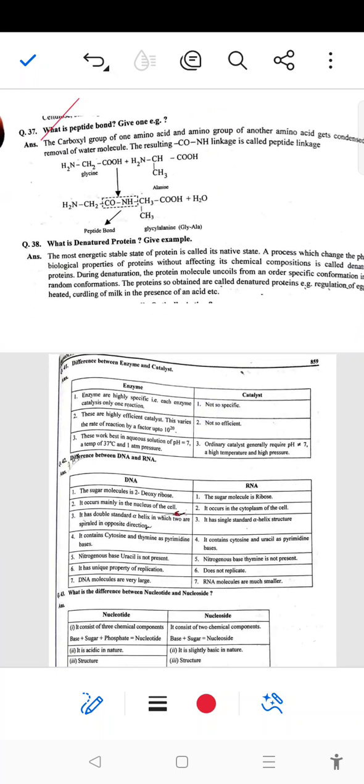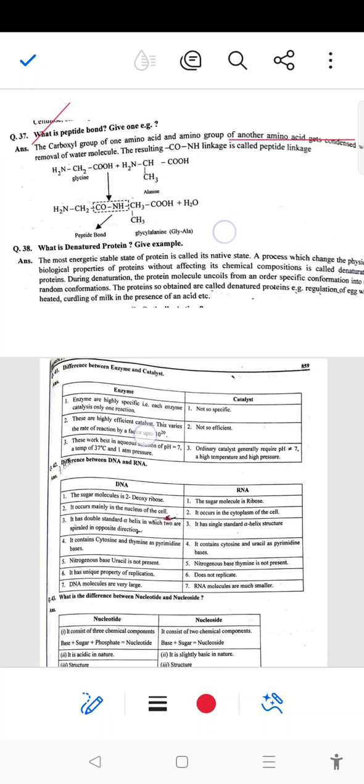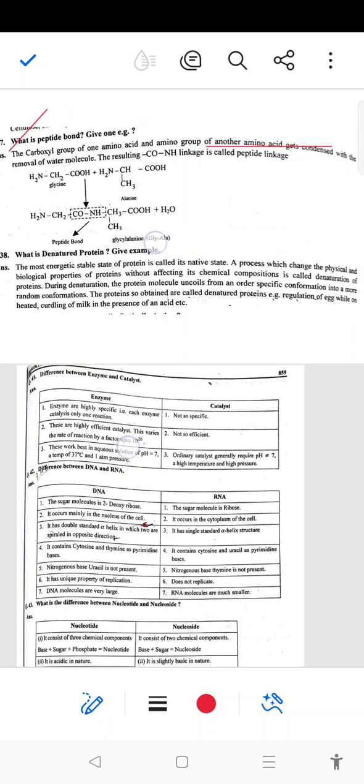What is a peptide bond? Important question. The carboxyl group of one amino acid and the amino group of another amino acid get condensed with the removal of a water molecule, resulting in a CONH linkage, that is called a peptide linkage, and the bond formed is called a peptide bond. Like glycine plus alanine, both together, the CONH bond formation happens, that is a peptide bond, glycine alanine.